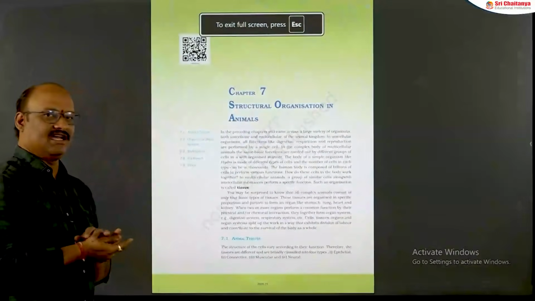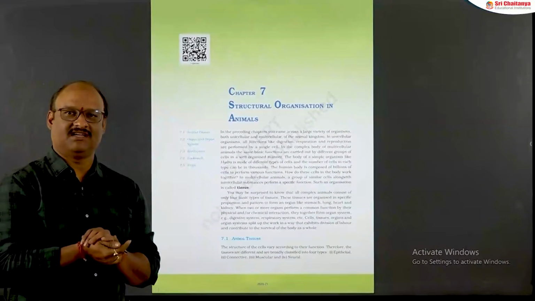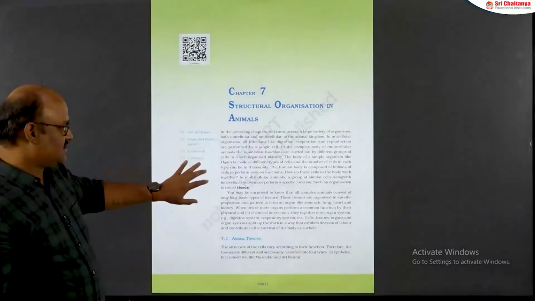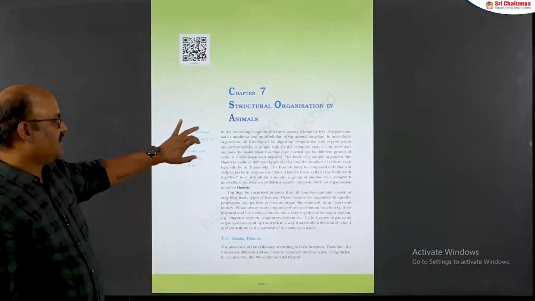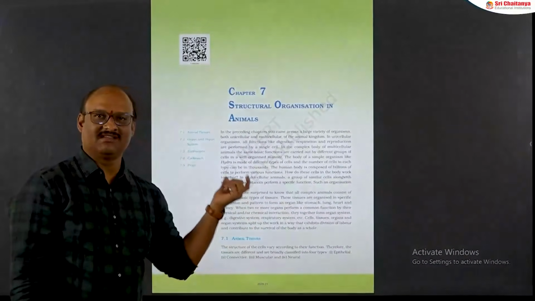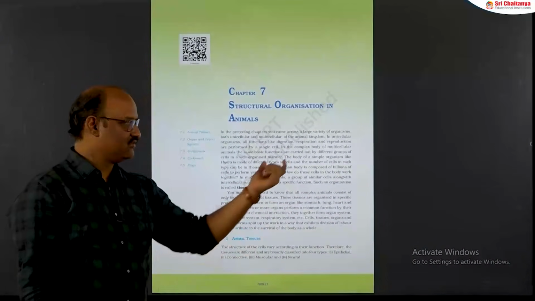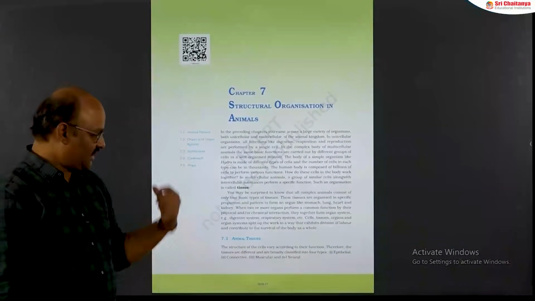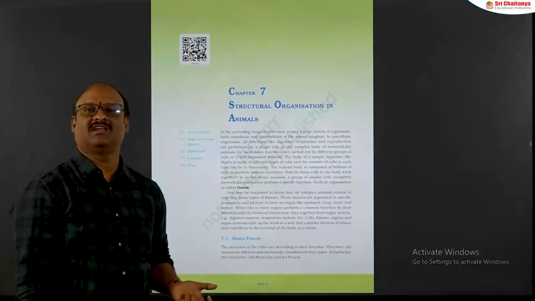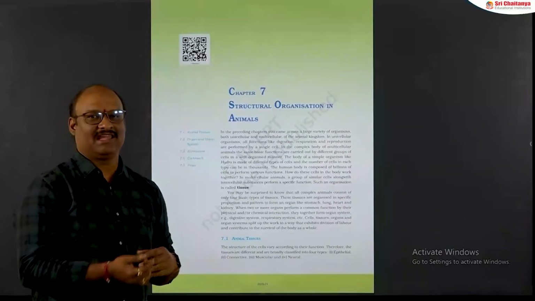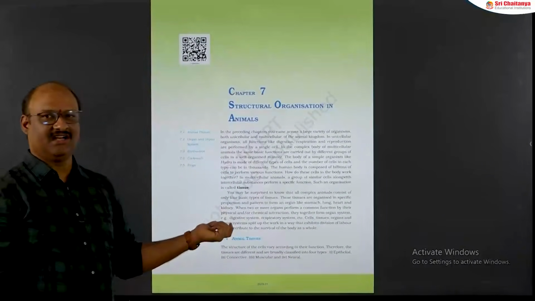So let us see the NCERT textbook regarding this particular chapter, structural organization of animals. This is the first page of your NCERT textbook, where we are going to discuss the difference between a cell and a tissue. Tissues are made up of different types of cells which perform a similar function, and tissues are organized to form organs, organs to form organ systems, and organ systems to form the organism. Anyhow, we have studied this in the animal kingdom.